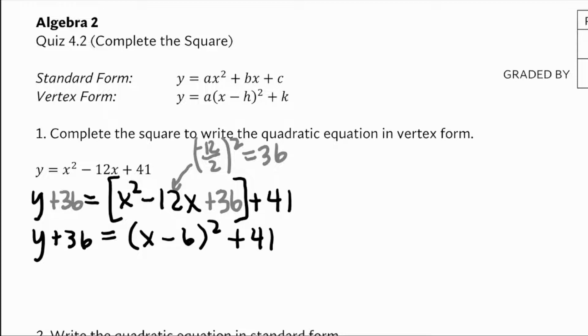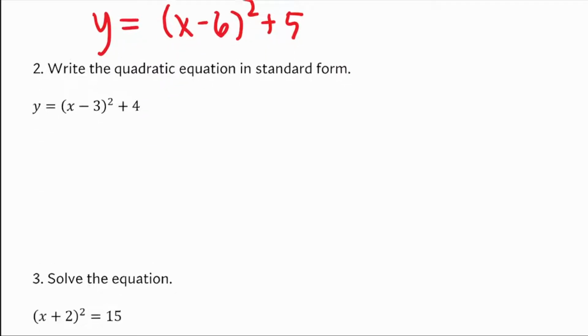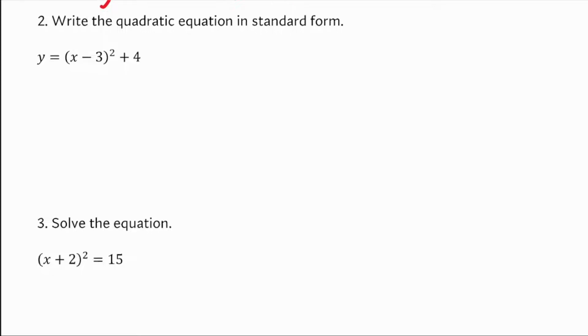Okay, and then I'm going to subtract 36 from both sides, and I'm going to say, all right, this is y equals x minus 6 squared plus 41 minus 36, which is going to be 5. Okay, and that's in vertex form, and so I'm good. Right. All right, write the quadratic in standard form. All right, that's kind of a nice one for us.